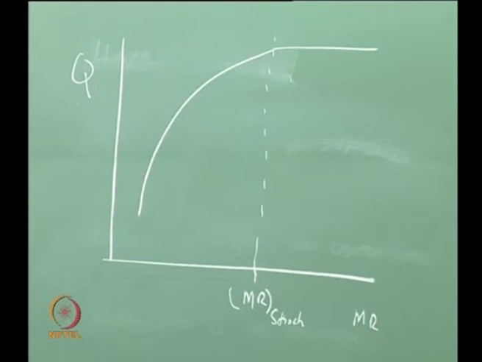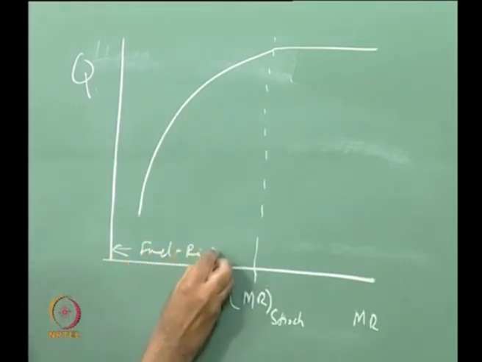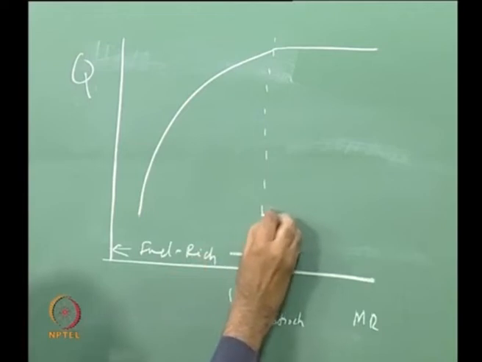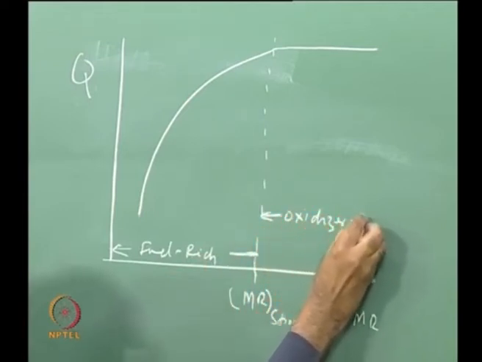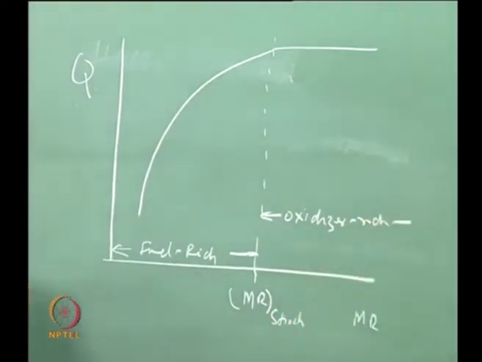Is it all right? Now I want to convert it into temperature. How will I convert it to temperature? I tell myself, well, this is the fuel rich part, this is the oxidizer rich part. I want to convert it to temperature. How do I convert it?